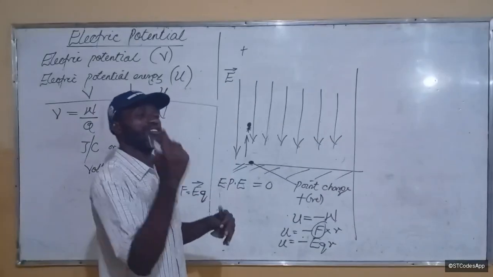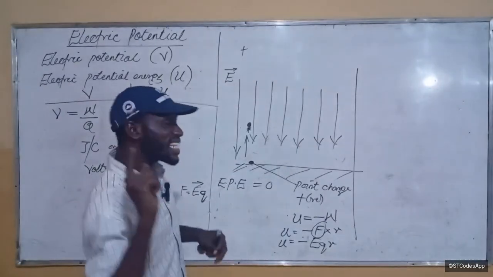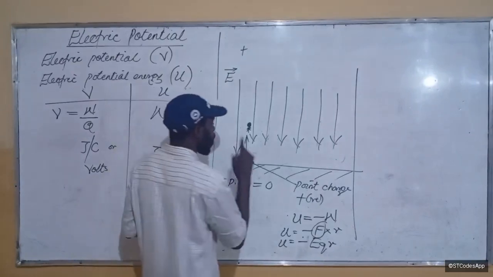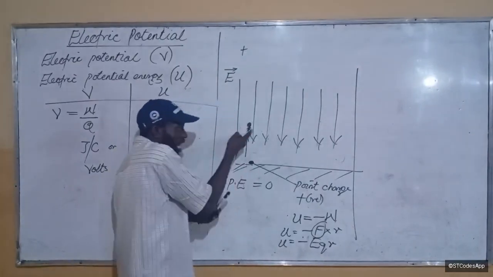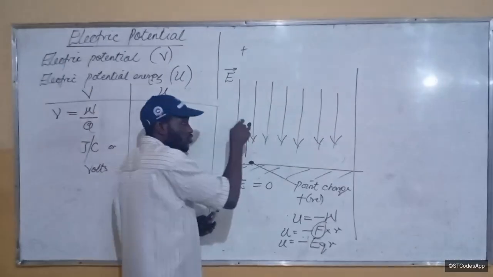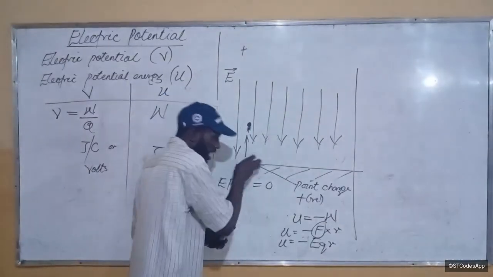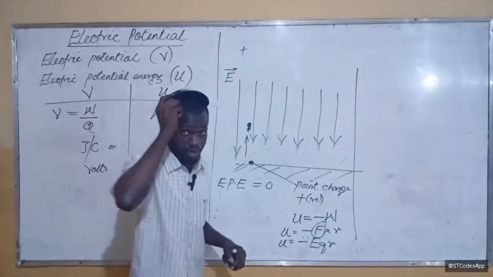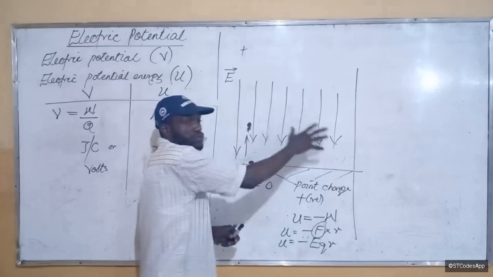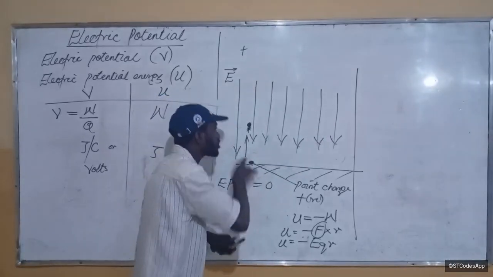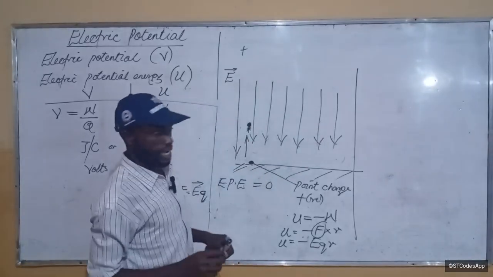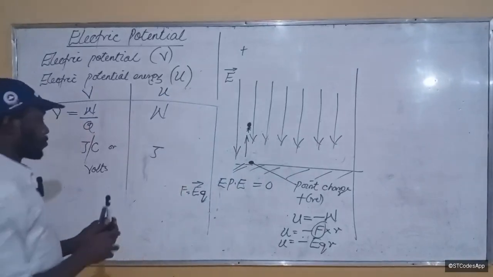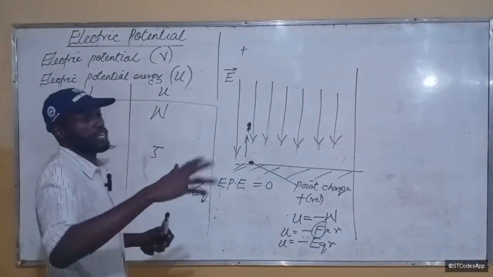Then what is the electric potential? Electric potential is the work done per unit charge in bringing the charge from a reference point, point 0 in this case, which will be our infinity with respect to this field, to this point. Is that clear? All right. So that is the difference between electric potential and electric potential energy.